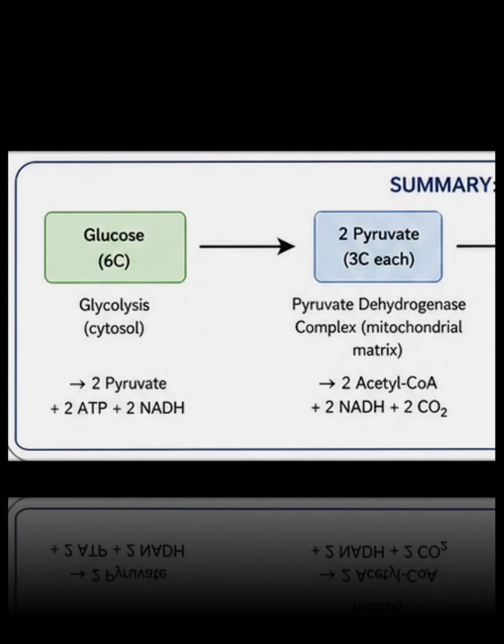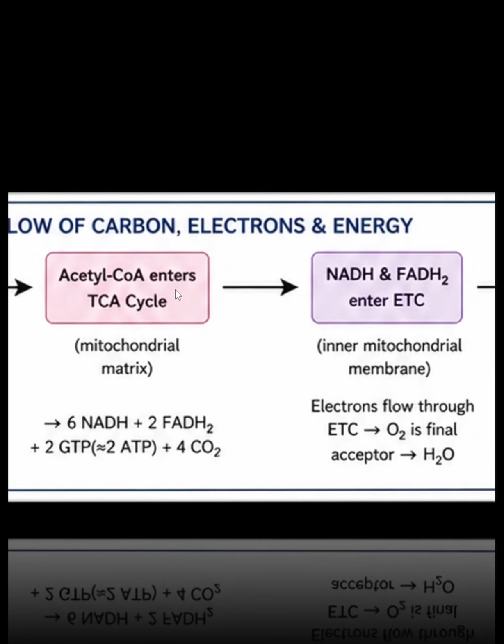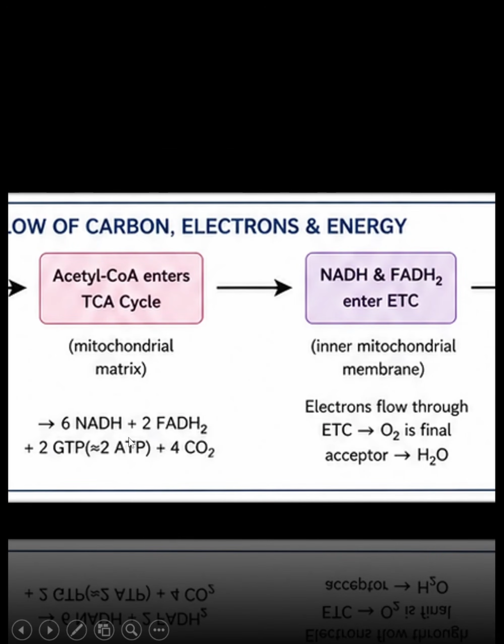So to sum up, during glycolysis, the glucose gets converted to pyruvate. This pyruvate then enters mitochondria, where with the help of pyruvate dehydrogenase complex it gets converted to acetyl-CoA. This acetyl-CoA then enters the TCA cycle, where it is completely oxidized to form NADH and FADH2. Now this NADH and FADH2 enter the electron transport chain and donate their electrons. Electrons flow through the electron transport chain, generating a high proton gradient, and oxygen acts as the final acceptor, forming water.